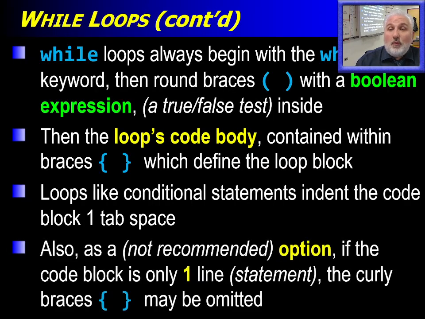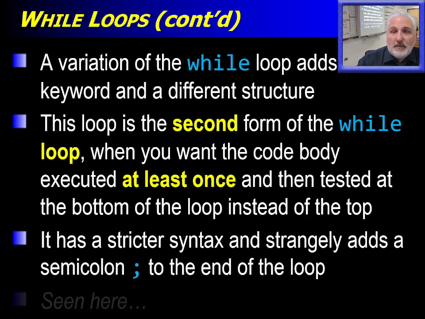While loops begin with the while keyword, and then they have the round braces, the Boolean expression, and then they can contain curly brackets to define a block, or if the loop is only one line of code, it does not need the curly brackets to define the block. Like conditional statements, when a block is defined, the code will be indented one tab space, although again, as it says there, if it is one line of code, you do not need the curly brackets, and you may even move the code up to the same line as the while statement itself.